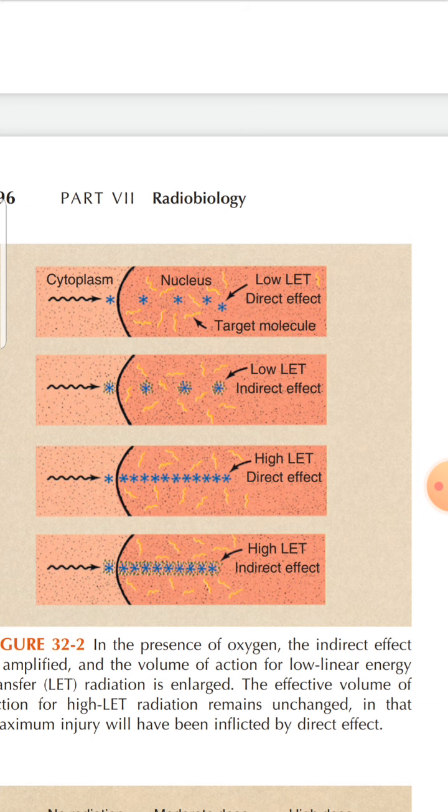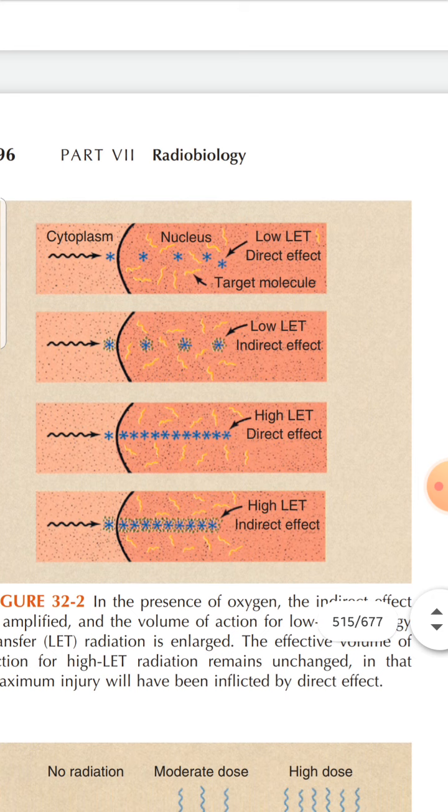The last scenario is when the oxygen is added to the system with the high linear energy transfer radiation, and in this case the maximum number of hits has already been produced, so there will be no additional hits as a result.